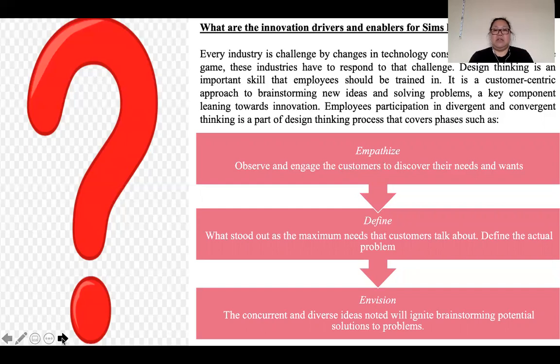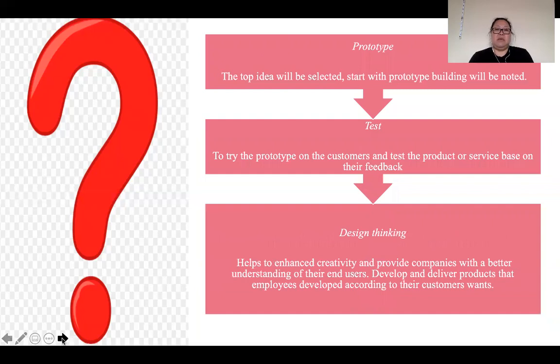Employees' participation is divergent and convergent thinking. It is a part of the design thinking process that covers phases such as empathize, observe and engage the customers to discover their needs and wants. Define what stood out as the maximum needs that customers talk about, define the actual problem. Ideate, the concurrent and diverse ideas noted will ignite brainstorming potential solutions to the problems. Prototype, the top idea will be selected.